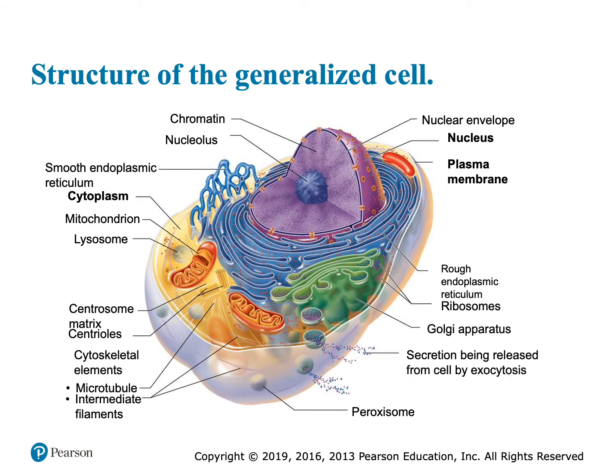This picture is showing, in general, the parts of a cell. So again, they're not all shaped oval or round. They vary.